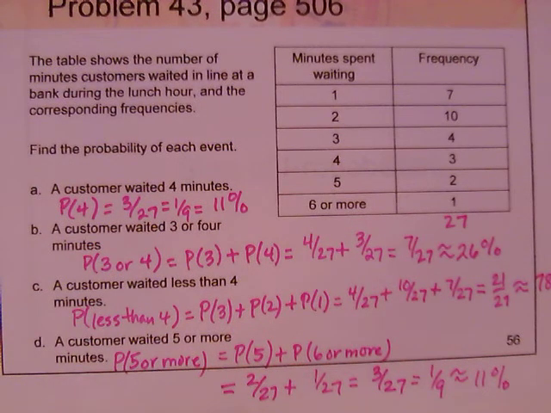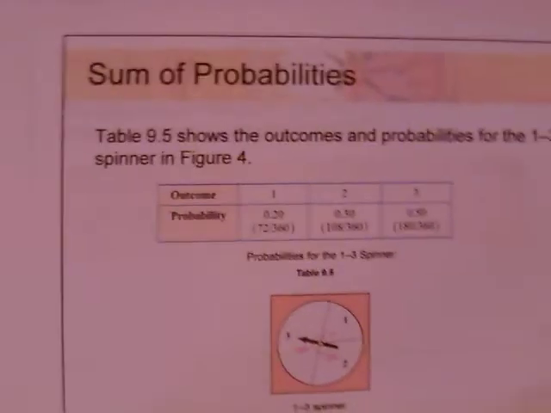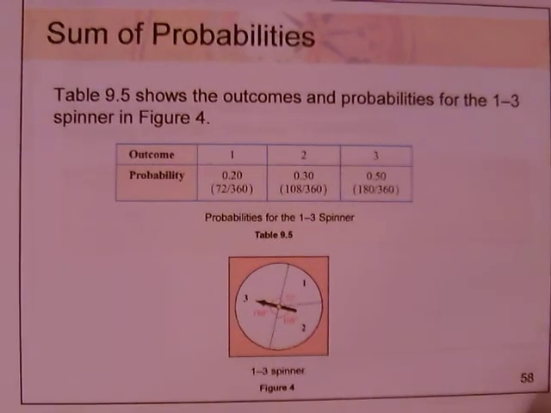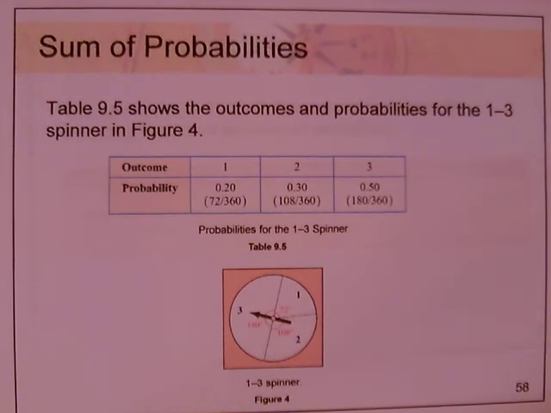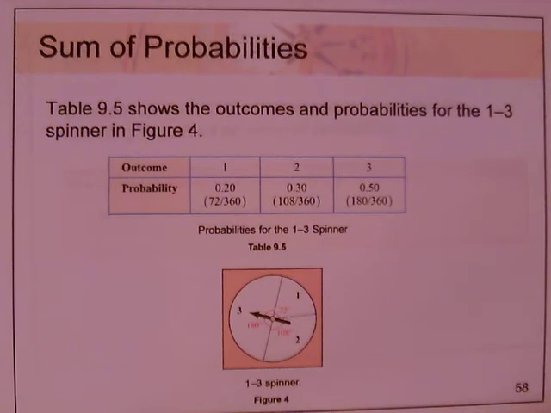Alright, next we'll look at the sum of probabilities here. The sum of probabilities. In table 9.5, it shows the outcome and probabilities for the 1 through 3 spinner in figure 4, as you can see here.